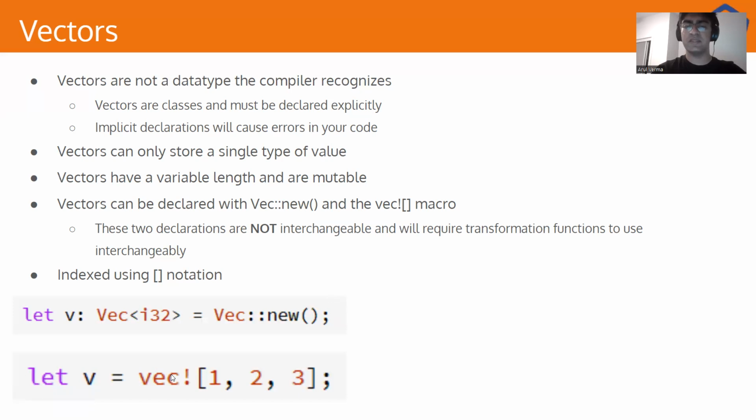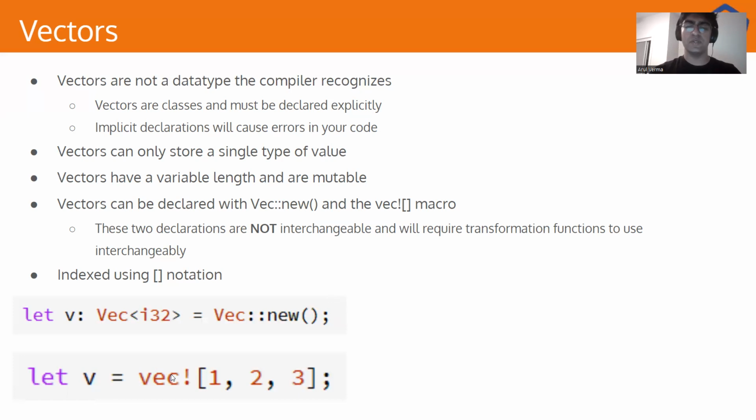Vectors do have a variable length, and they are mutable. Unlike tuples, where if you use the mut keyword, you can't change their length, vectors can be changed if you use the mut keyword. And you can change the length if it's mutable by using the dot push function, something we'll go over more in the next slide.